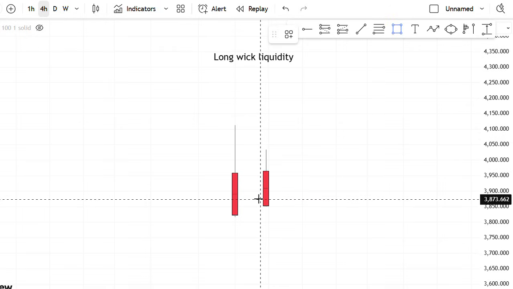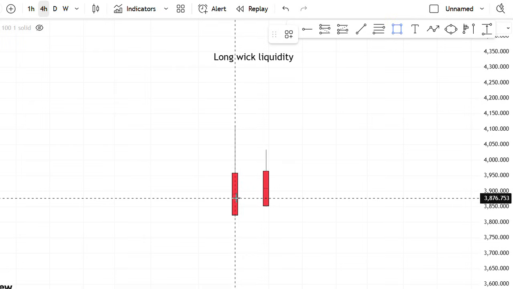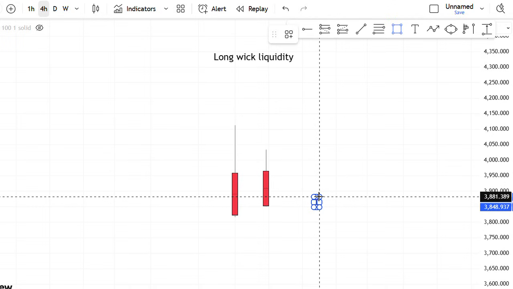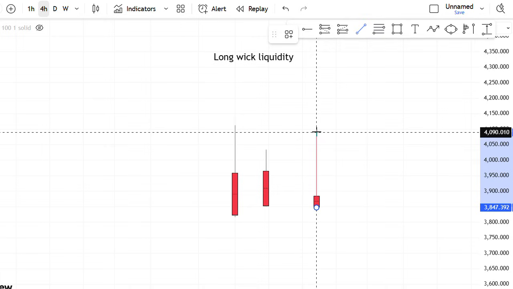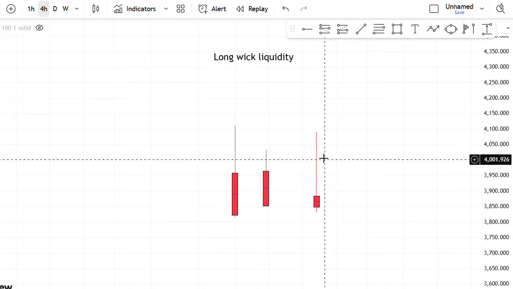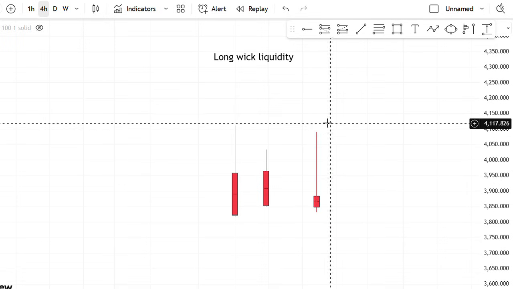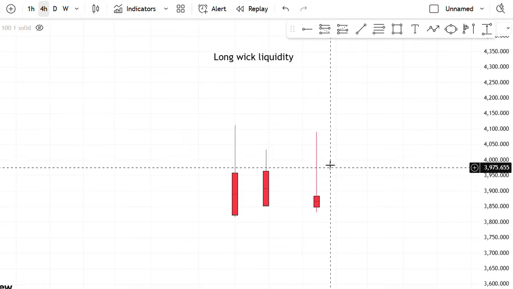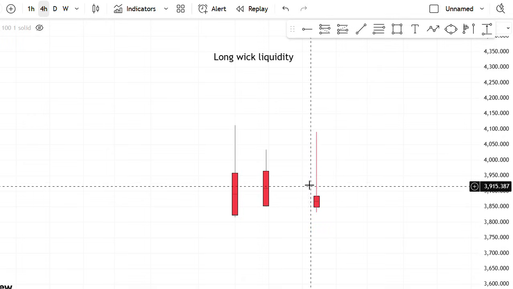When I say long wick liquidity, I mean when the wick of the candlestick is longer than the body. For example, you can see something like this in the market. This is a pure example of a long wick liquidity, because you can see the whole rejection of the market here. This whole zone is also called an imbalance. The whole wick of the candle is longer than the body of the candle.